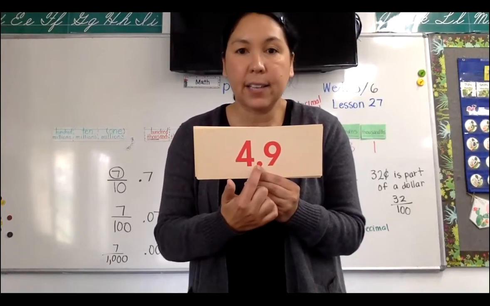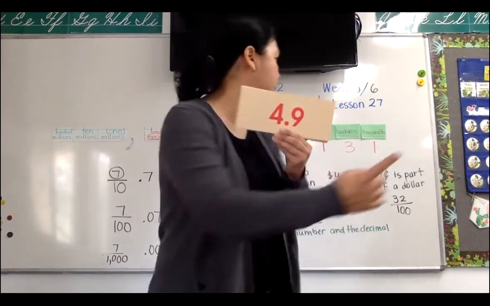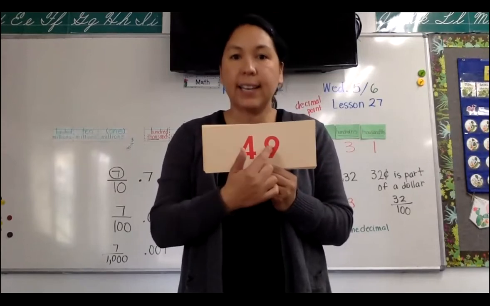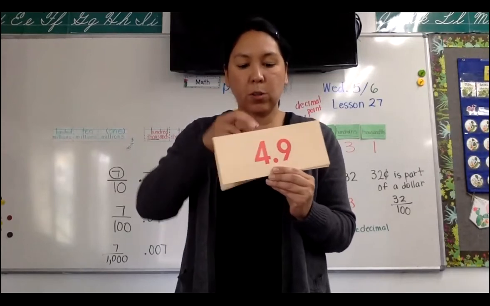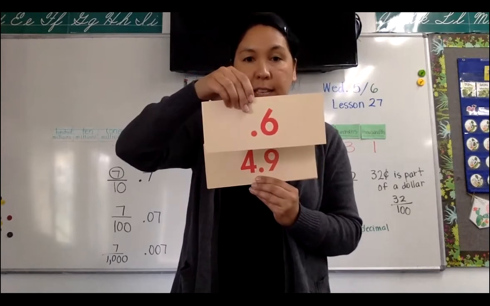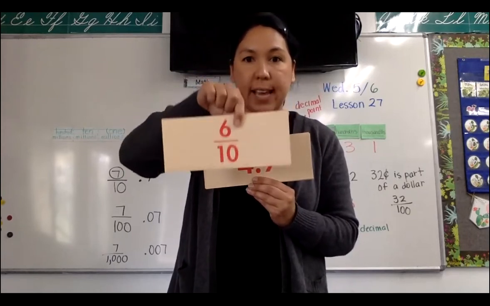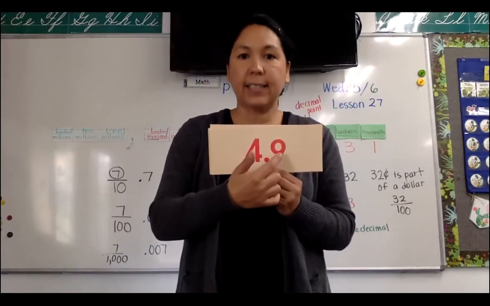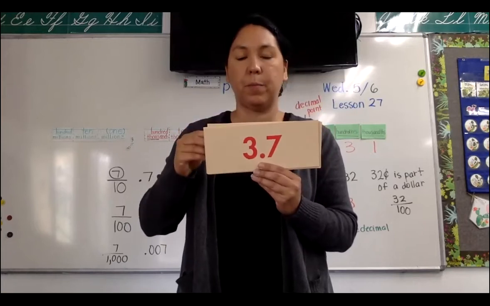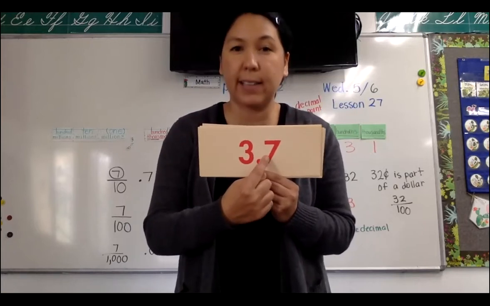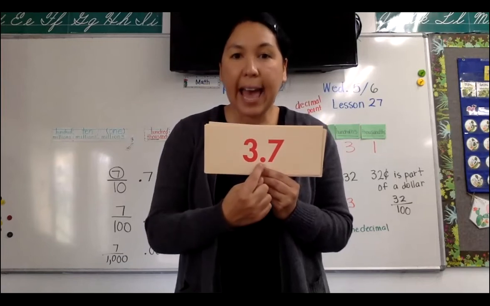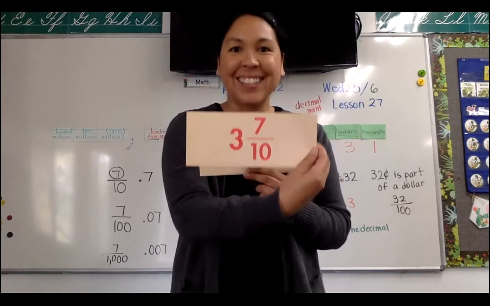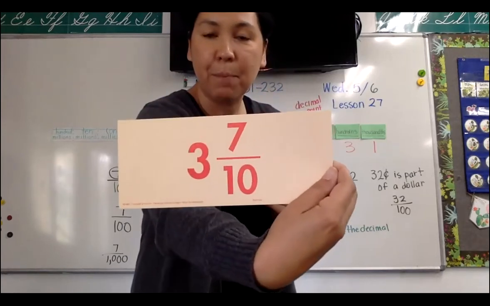4 and 9, and because there's only one number, we're gonna say this. 4 and 9/10. Remember when there's only one number after the decimal, we say tenths, 6/10, 7/10, 8/10. So we're gonna do the same thing here. 4 and 9/10. Let's try another one. Only one number, so let's say tenths at the end. 3 and 7/10. Let's see how that looks. 3 and 7/10. Isn't that how a mixed number looks?